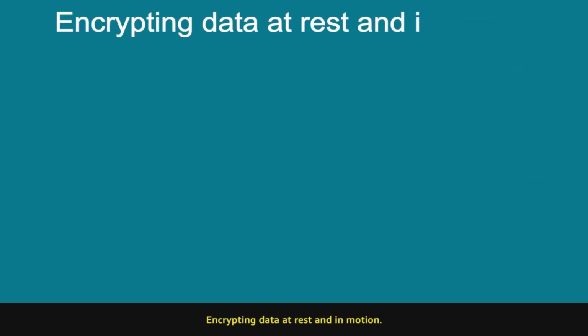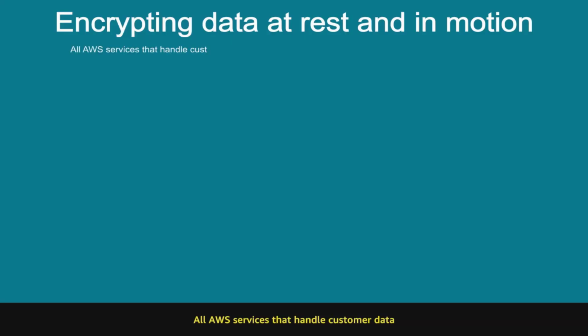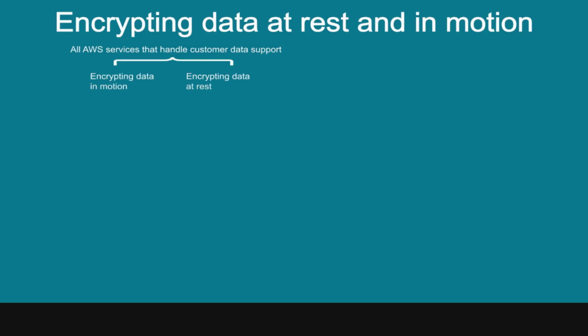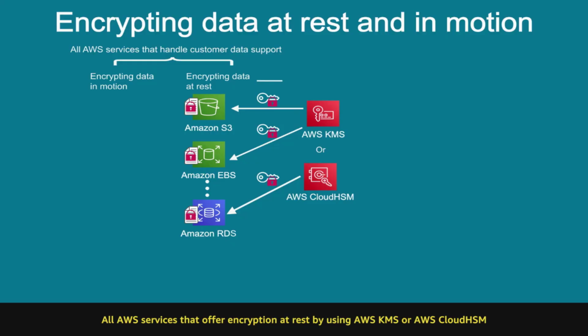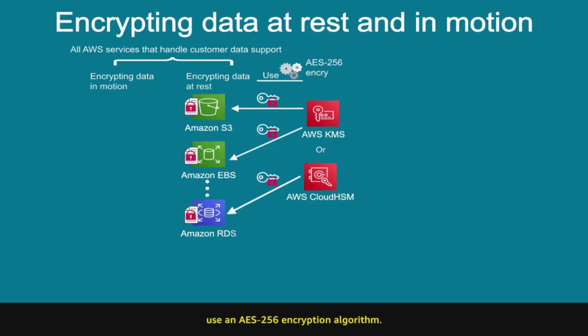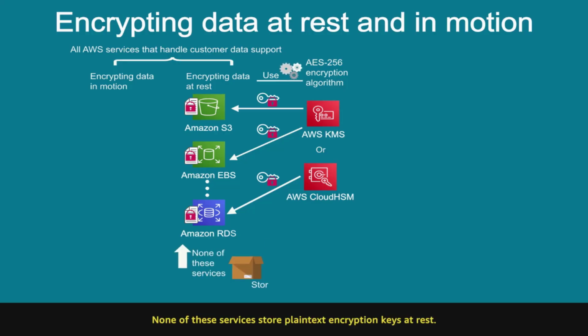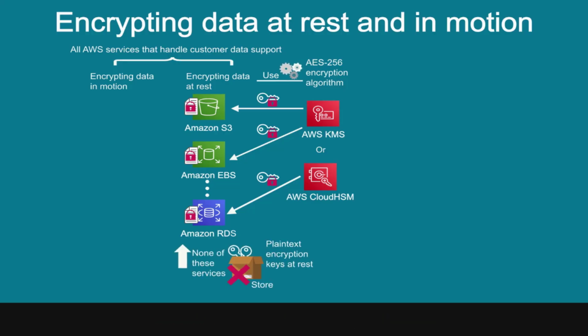Encrypting data at rest and in motion. All AWS services that handle customer data support encrypting data at rest and in motion. All AWS services that offer encryption at rest by using AWS KMS or AWS Cloud HSM use the AES 256 encryption algorithm. None of these services store plaintext encryption keys at rest.